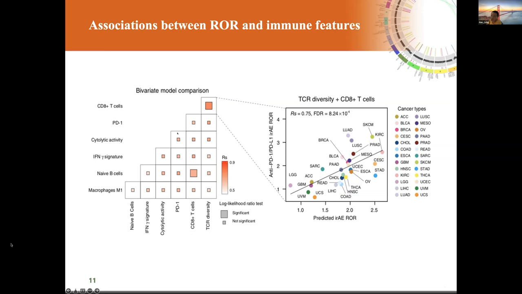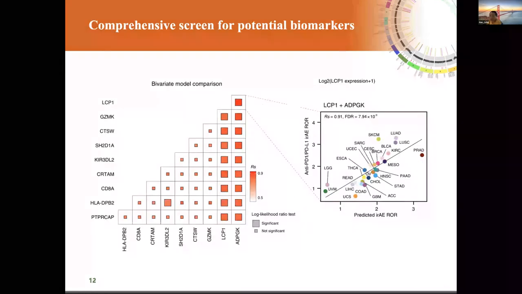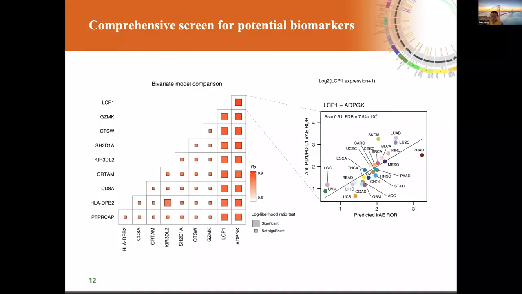So this is just a known biomarker for the immune system. We try to expand this to a global pattern. For example, we screen every pair of genes, and we see that there are two genes that showed high prediction power. LCP1 and ADPGK, the prediction power can be as high as 0.91.